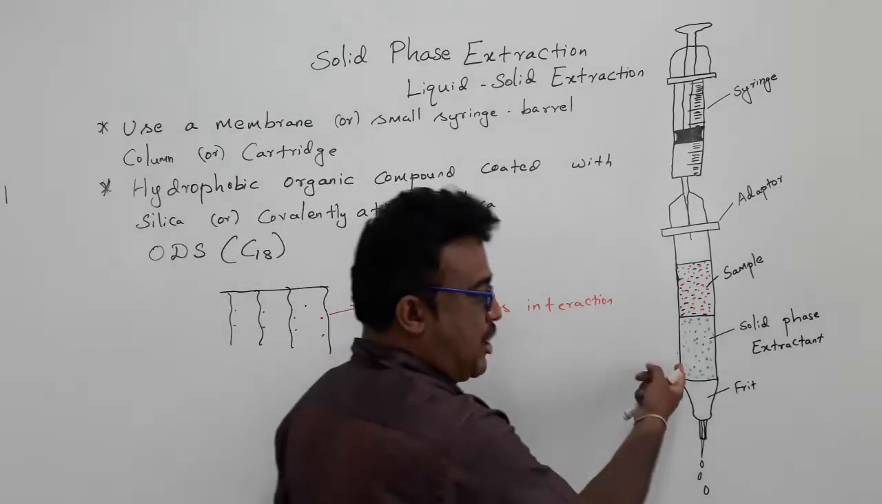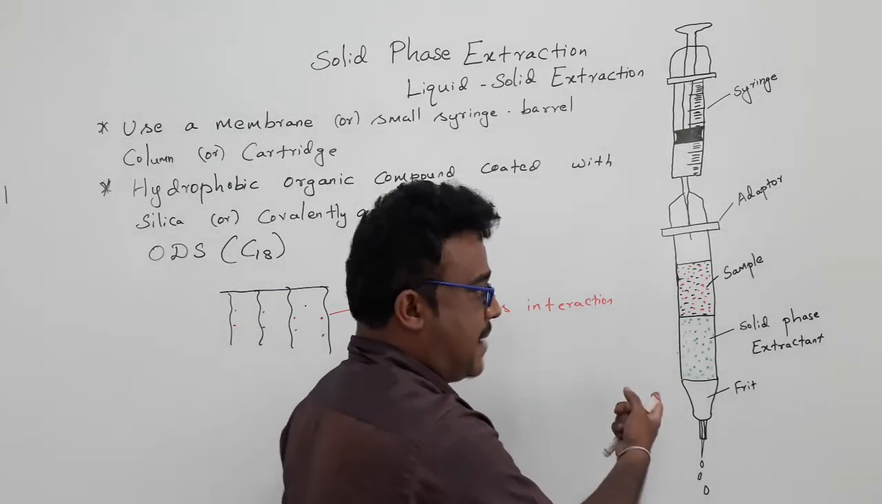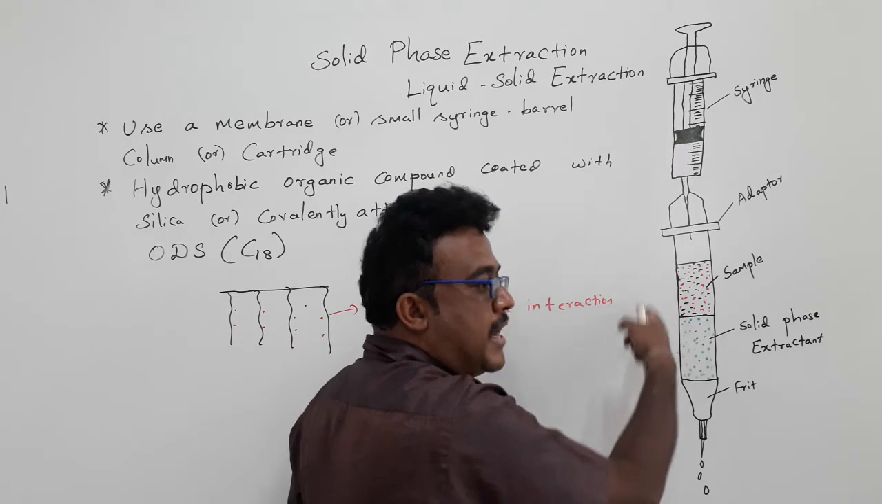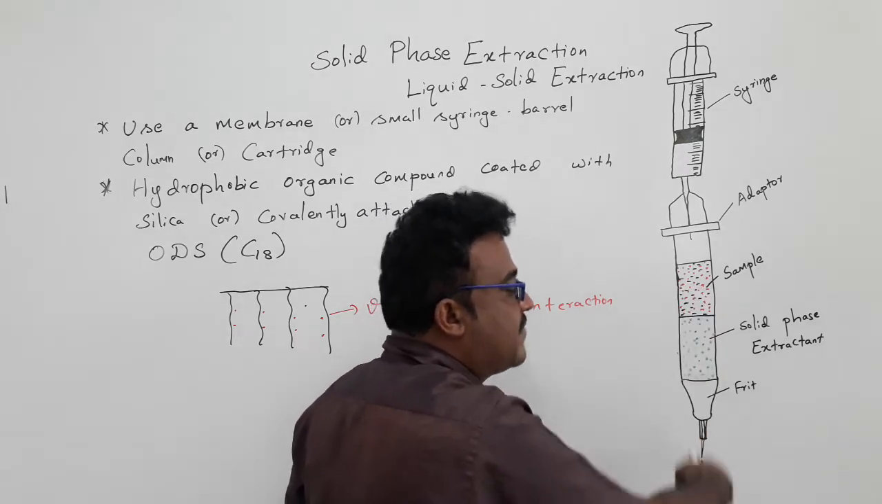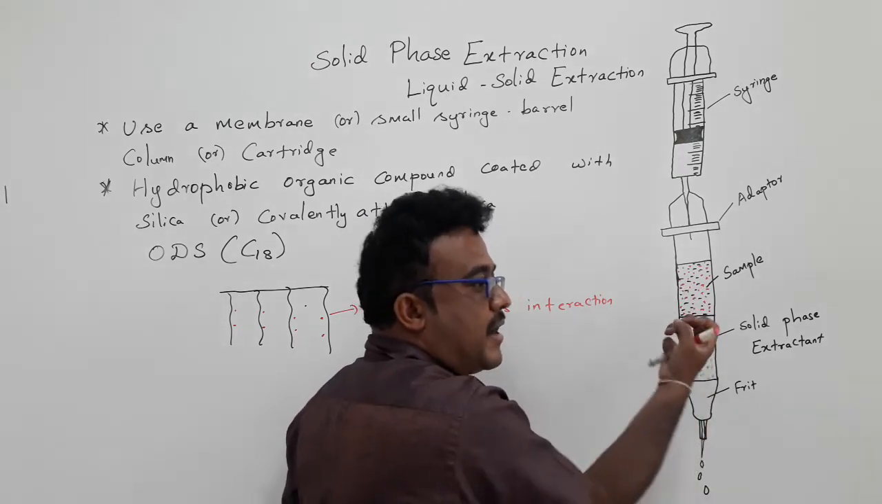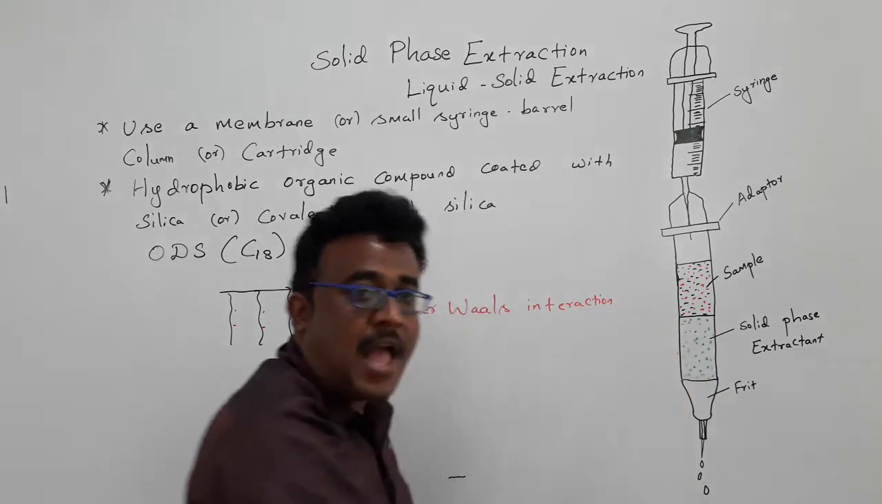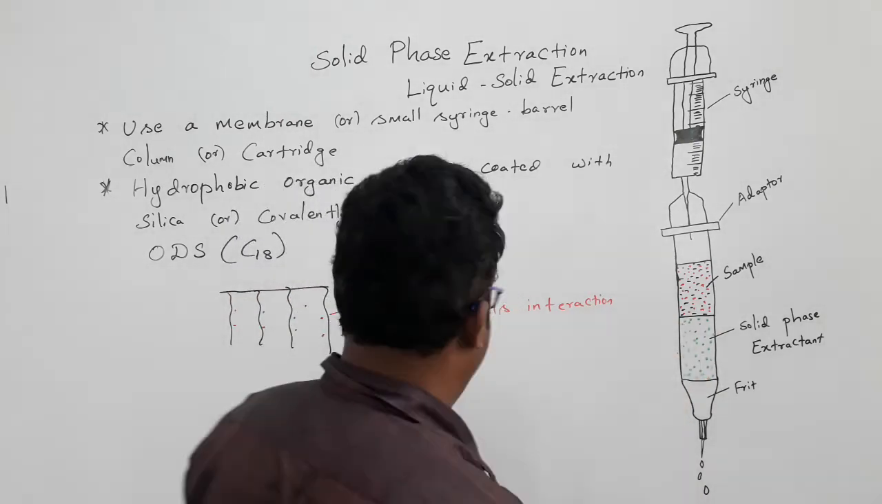So if you use the vacuum line on the system, then what happened? The organic moieties will be trapped in the system, and the organic components will be extracted from the aqueous solution. Okay.